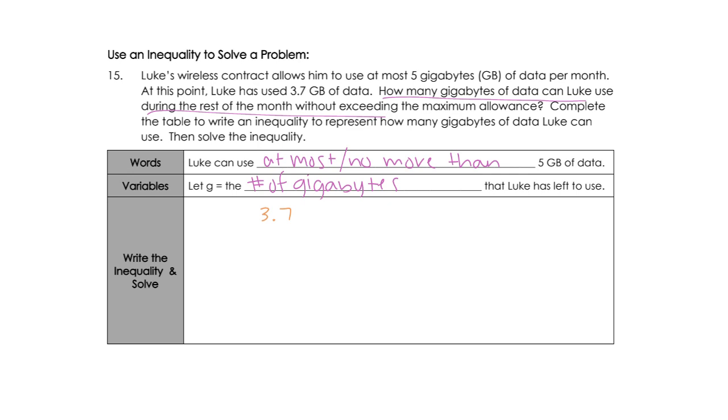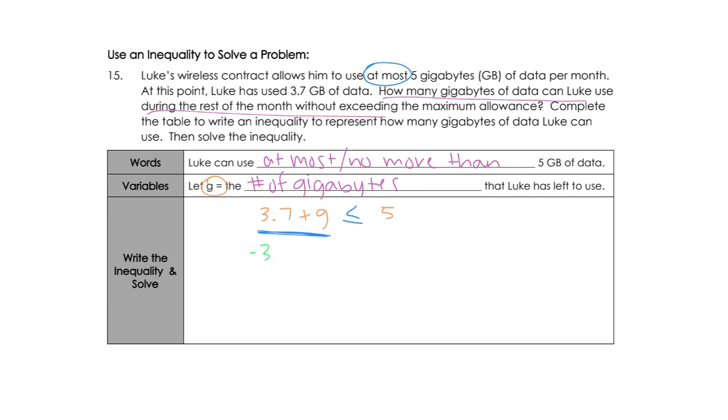So 3.7, he has some left that he can still use. So we're going to add however much that is, which is g, or you could use x if you really wanted to, but they told us to use g here. So 3.7 plus g, that would be what Luke can use. And I'm going to leave a space here. His plan says that he can use at most 5 gigabytes. So then we have to fill in the inequality. If it says at most, he can't go over 5 gigabytes. So this part right here, 3.7 plus g, must be less than or equal to 5 because he can't exceed 5 gigabytes. Now that we have our inequality set up, we can go ahead and start solving it.